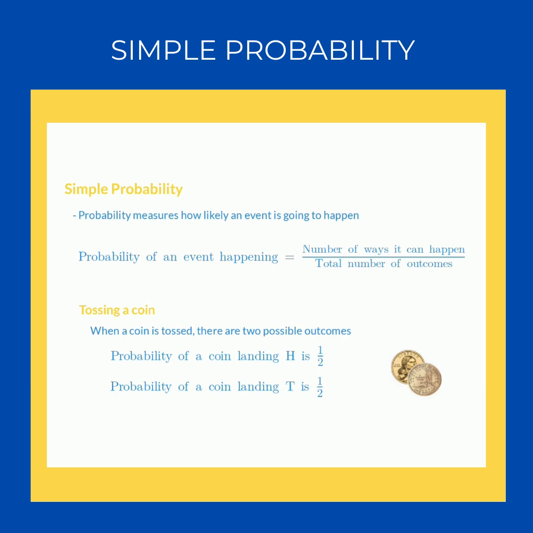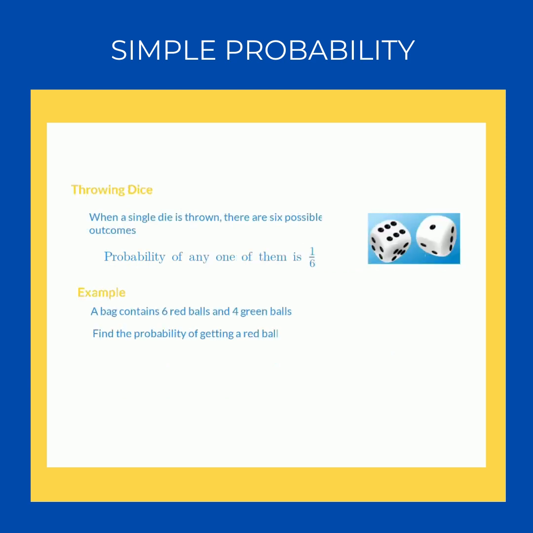While the probability of a coin landing T, which is tail, is as well 1/2 because I have one tail, so that's why it's 1/2, which is the total number of outcomes, a head and a tail.